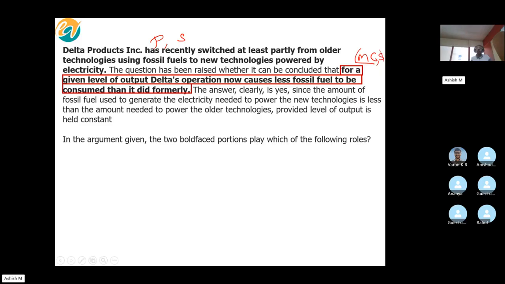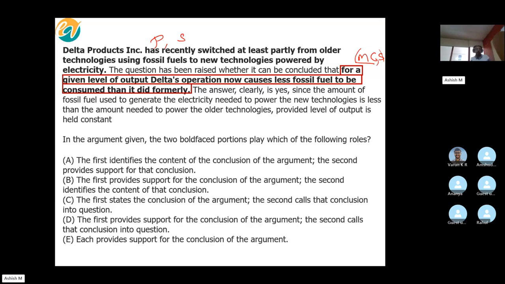All right. So what I'm saying is this is the minimum homework you should do with any argument before you even start looking at the answer choices.